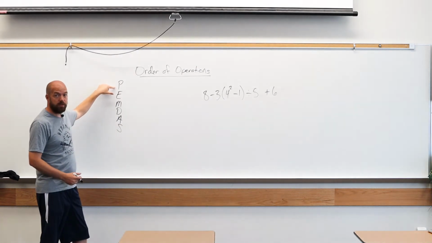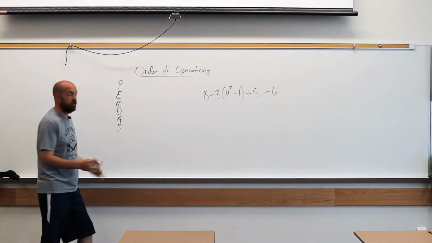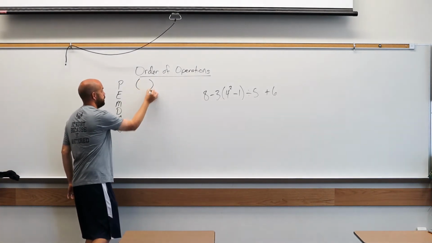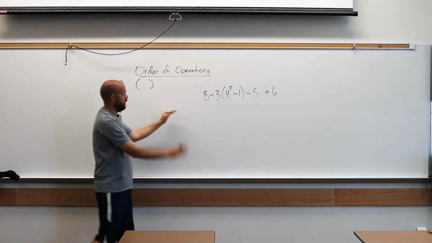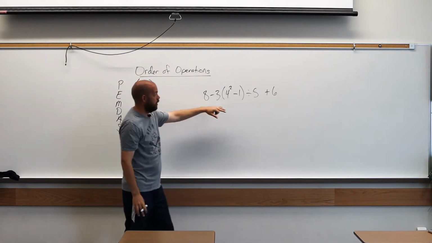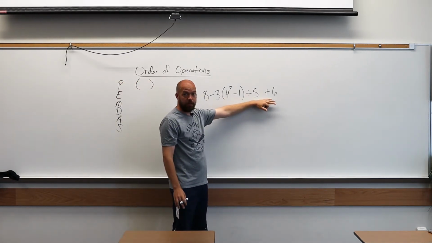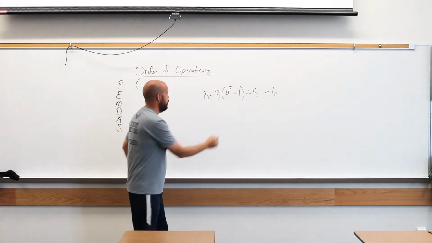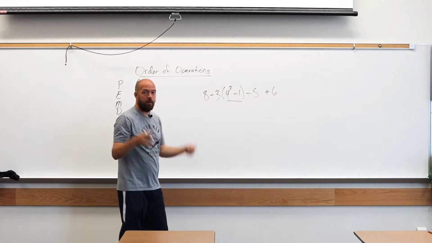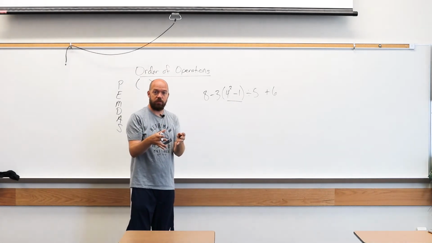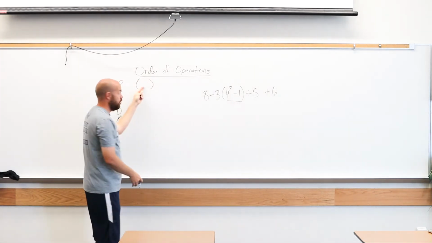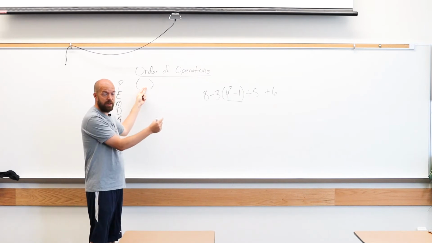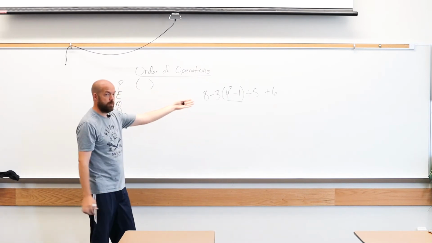The P represents parentheses. So you always want to start in parentheses. So we kind of ignore everything else. You would ignore the 8 minus 3. We'd ignore the divided by 5 and the plus 6. We're only focusing on that parenthesis. So once we focus just on this parenthesis, now we look inside that parenthesis to see what to start with first. So technically, there could be another set of parentheses inside of that parenthesis. In this example, there's not.